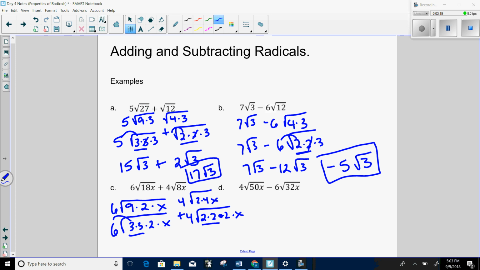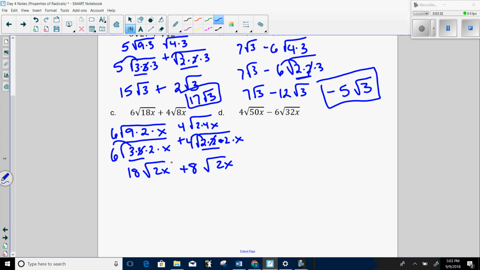Now we have a pair there, we have a pair there. 1 3 jumps out, 1 gets crossed off, so this becomes 18 square root of 2x. This becomes 1 2 comes out, 1 gets crossed off, so that becomes plus 8 square root of 2x. And then when you combine like terms, you get 26 square root of 2x. And that's how you add and subtract radicals.